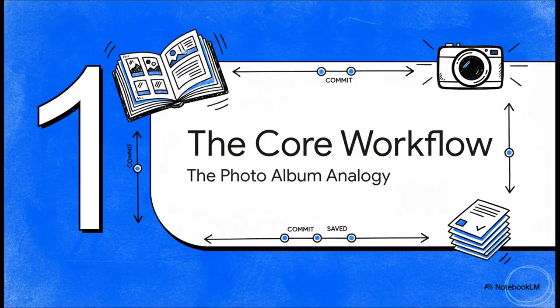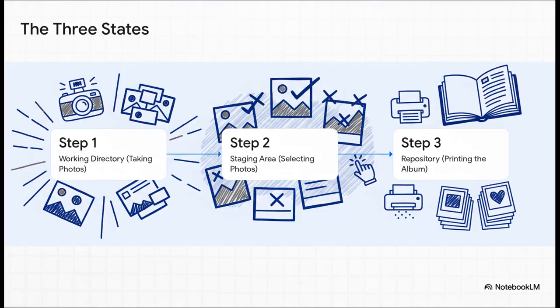So, to really get our heads around how this time machine works, we're going to use a really simple analogy that just makes everything click. A photo album. Every time you save your work with Git, you're not just saving a file, you're taking a full snapshot of your entire project at that exact moment and placing it carefully into an album. This whole process breaks down into 3 really distinct states.